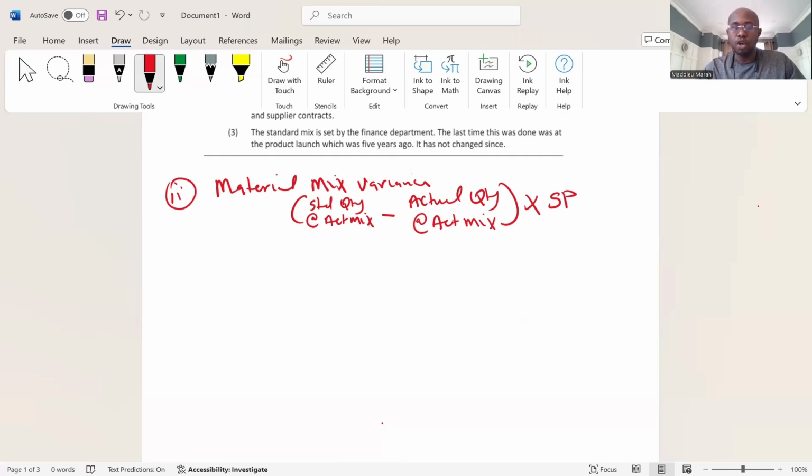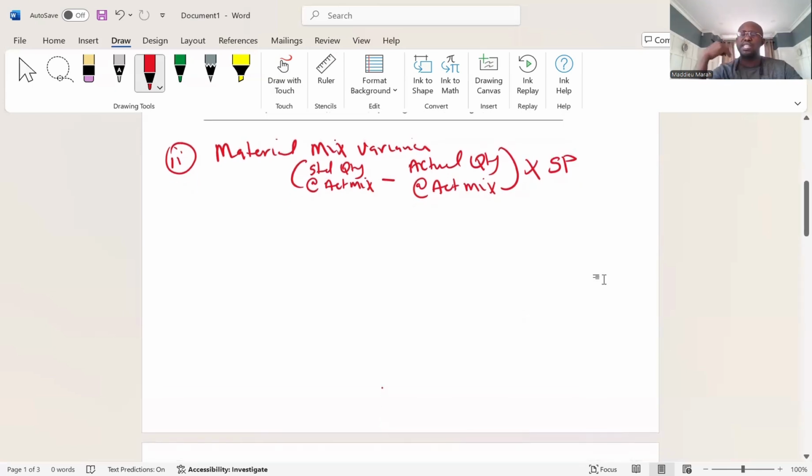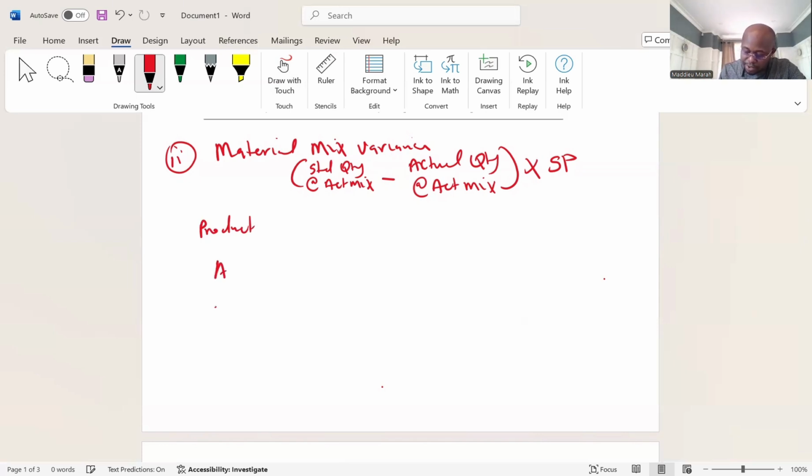Okay? All right. So now, if you see, you cannot get these figures as they are in the question, like we did for the usage variances and the price variances. So what I will advise, I will set a table to make it easy for me. My first column is my product. I have 3 products: alpha, beta, and gamma. This is the form of my table.